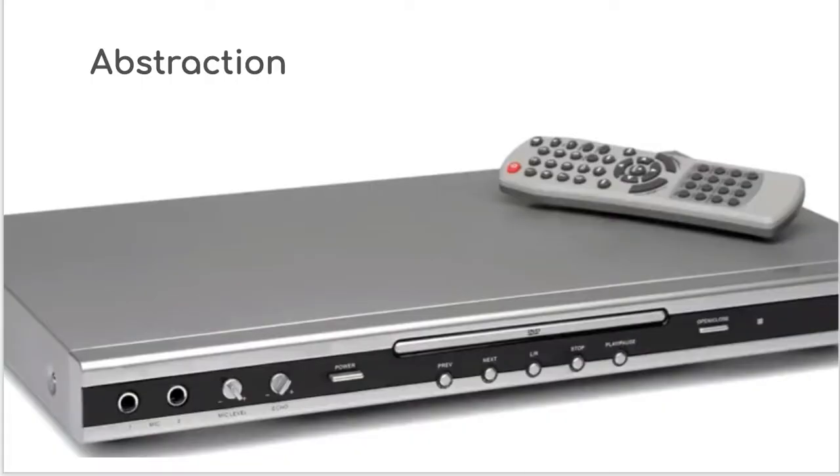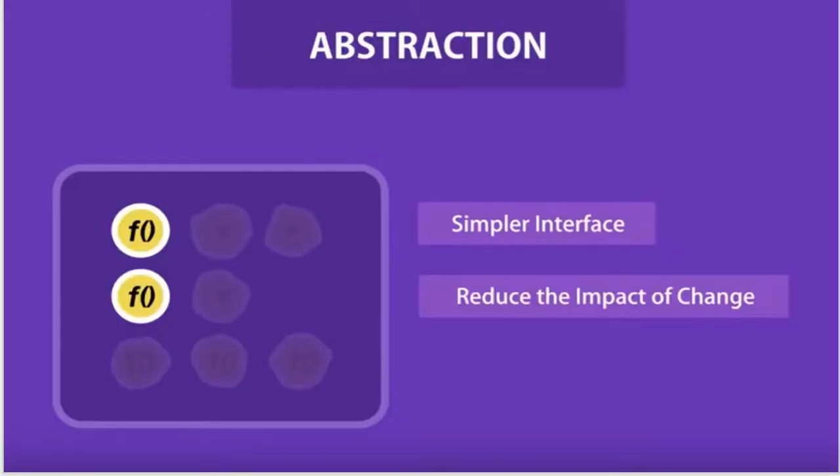Now let's look at abstraction. Think of a DVD player as an object. This DVD player has a complex logic board on the inside and a few buttons on the outside that you interact with. You simply press the play button, and you don't care what happens on the inside. All the complexity is hidden from you. This is abstraction.